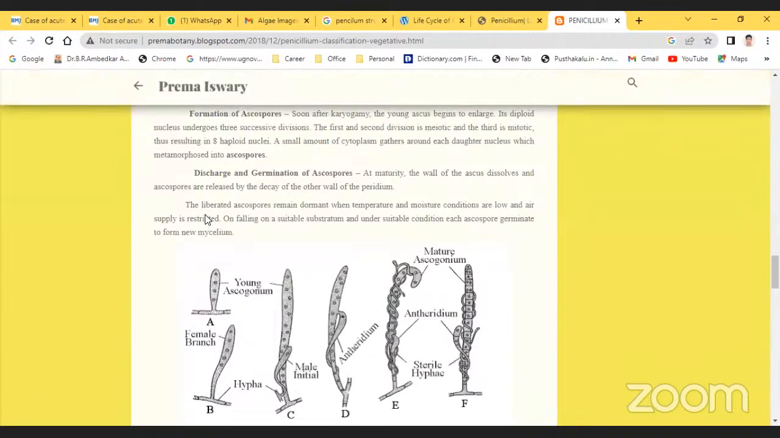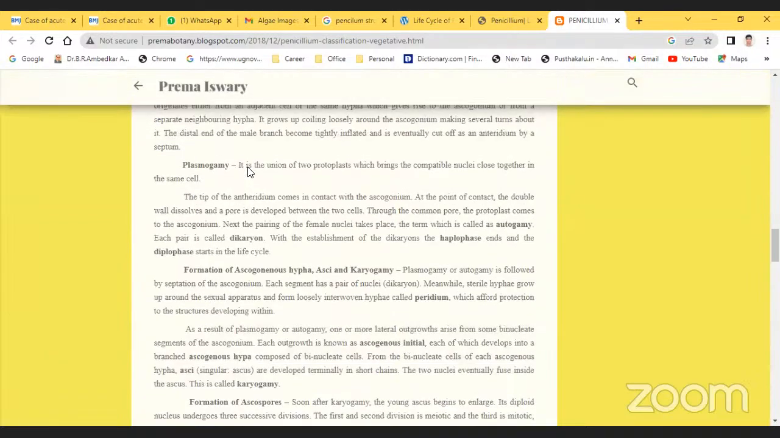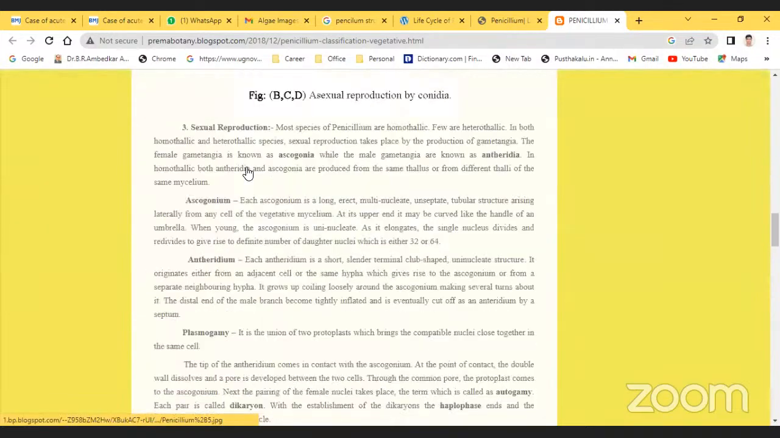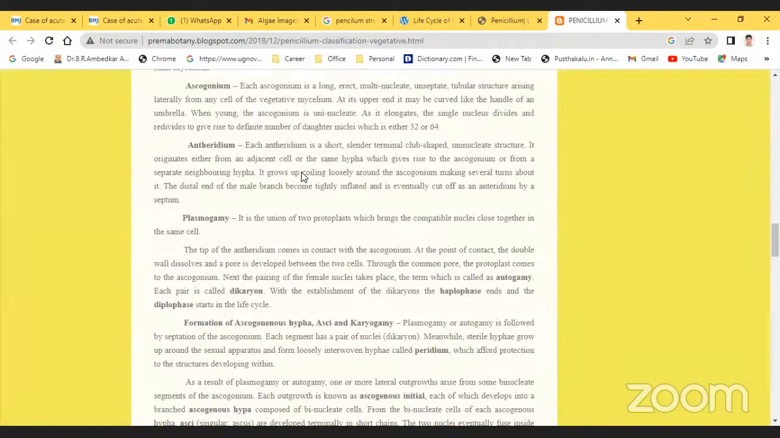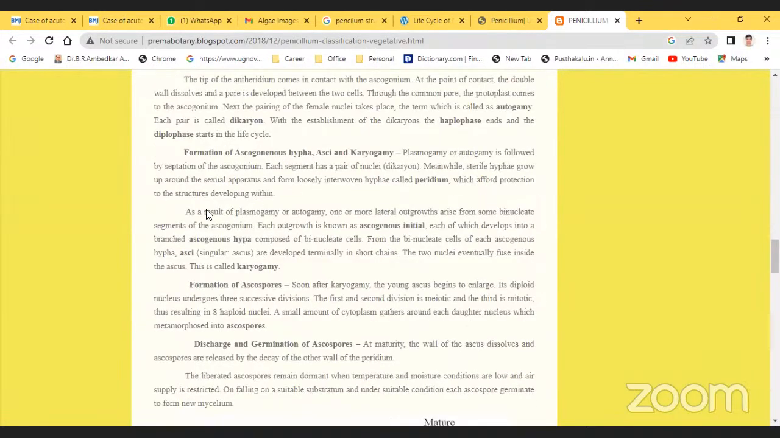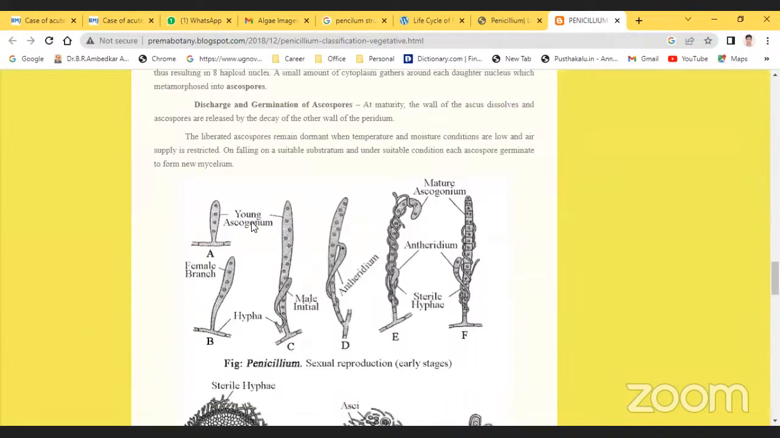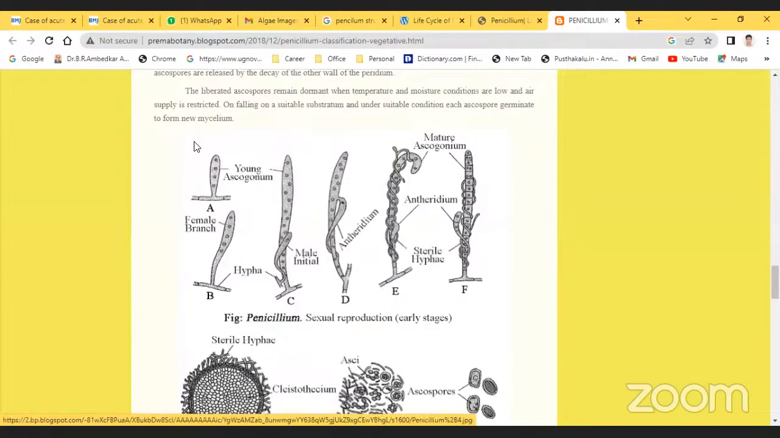So the ascospores remain dormant when temperature and moisture conditions are low and air supply is restricted. On falling on a suitable substratum, under suitable conditions, each ascospore germinates to form a new mycelium. These are the points regarding sexual reproduction in Penicillium: formation of ascogonium, formation of antheridium, plasmogamy, formation of ascogenous hyphae, asci and karyogamy, and formation of ascospores, discharge and germination of the ascospores. These are the early stages of Penicillium sexual reproduction.